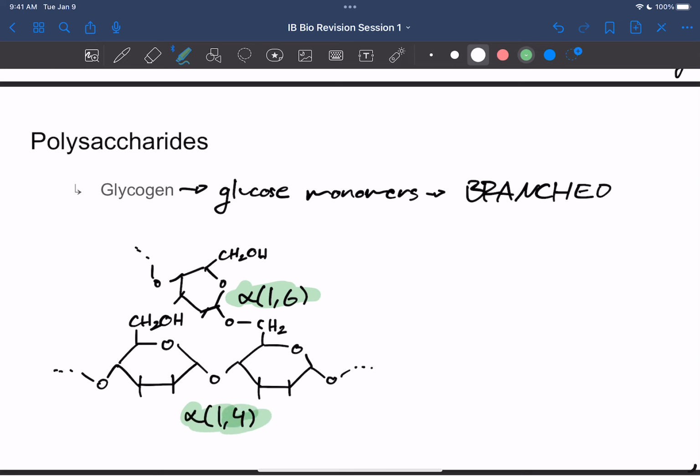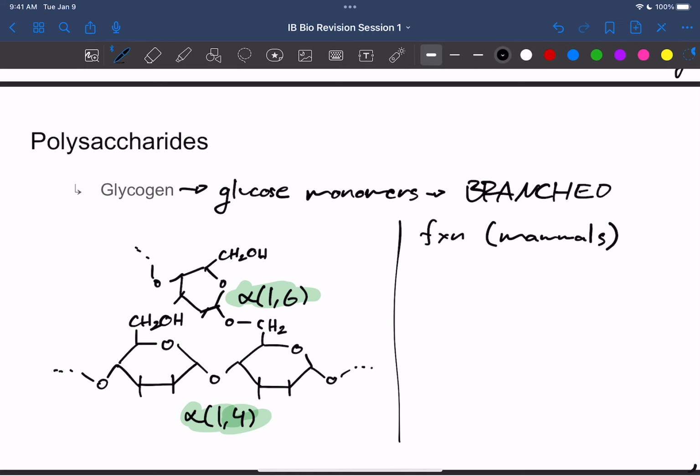Glycogen has the same types of branching as amylopectin, but the difference between the two is A, its frequency of branching, and B, its function. So starting with its function, in mammals, its function is energy storage. And this is our short-term energy storage. This can be broken down really fast.